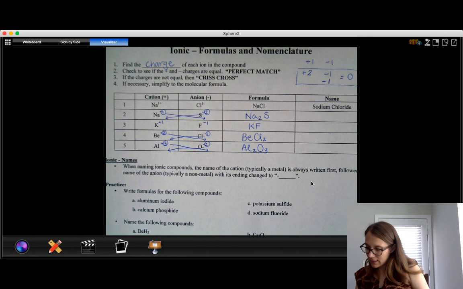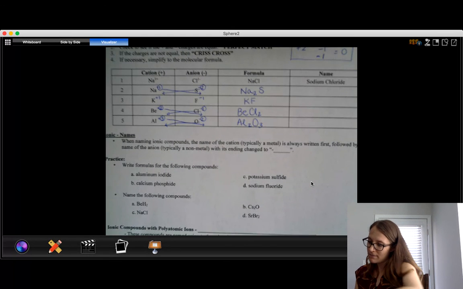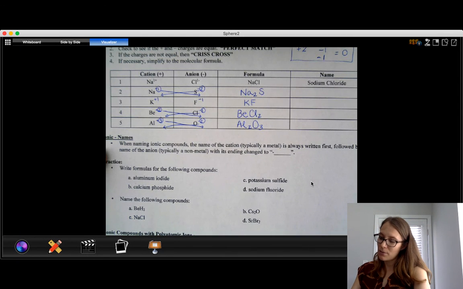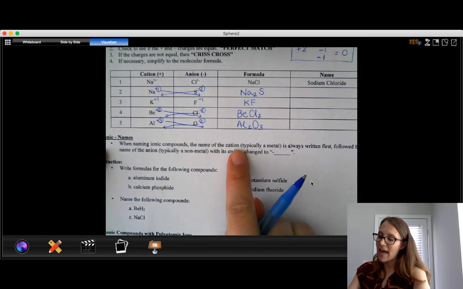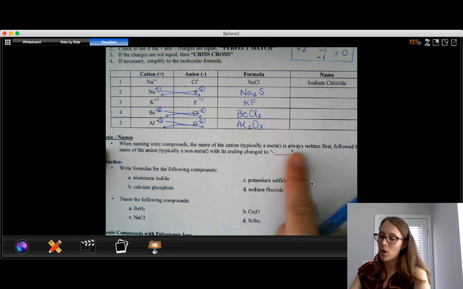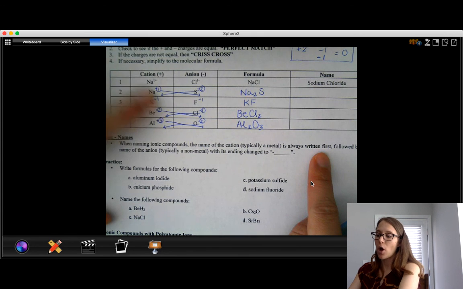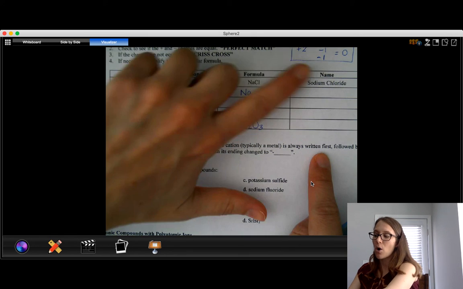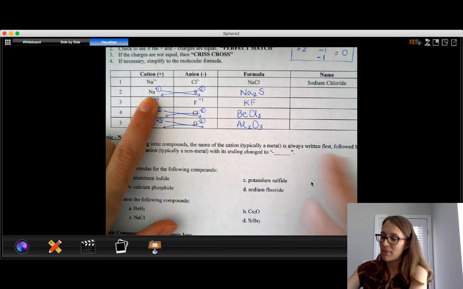All right, let's go ahead and take a look at this last little piece, which is about the naming. So when naming ionic compounds, the name of the cation, which is typically a metal, is always written first in the name. So the cation was our first column. We always wrote it first in the formula, and we're always going to write it first in the name as well. So I'm going to go ahead and just name these.